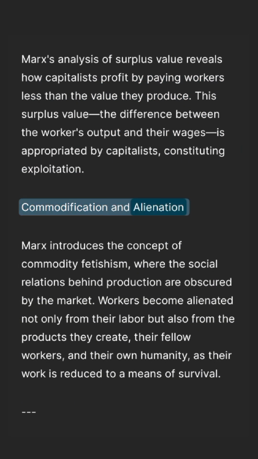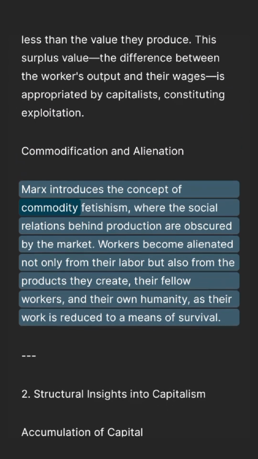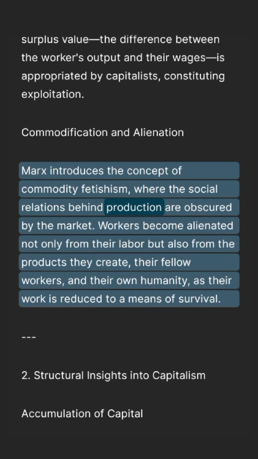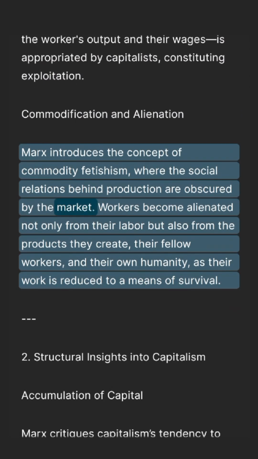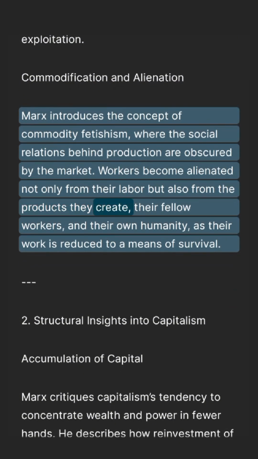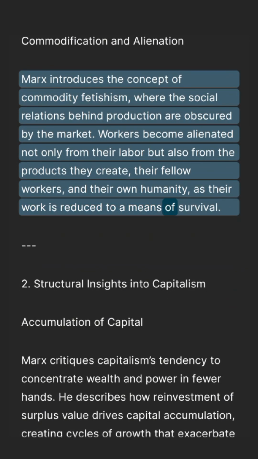Commodification and alienation. Marx introduces the concept of commodity fetishism, where the social relations behind production are obscured by the market. Workers become alienated not only from their labor, but also from the products they create, their fellow workers, and their own humanity, as their work is reduced to a means of survival.